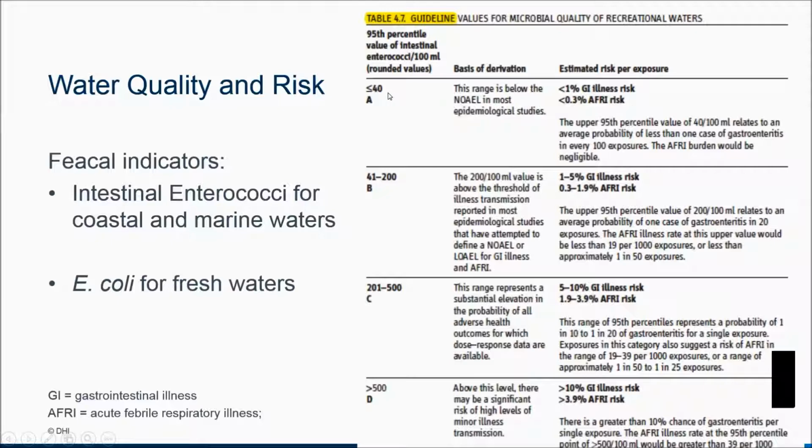So if you have enterococci below 40 per 100 milliliters, that is the 95th percentile of all the measurements that you have been doing, below 40, then the water is safe. We are below any reasonable risk. But if you go up higher, above 40, then there is a considerable risk of getting gastrointestinal illness or respiratory illnesses. And if you go even further up, then the risk is pretty high, and people don't usually recognize the high risk when you go swimming.